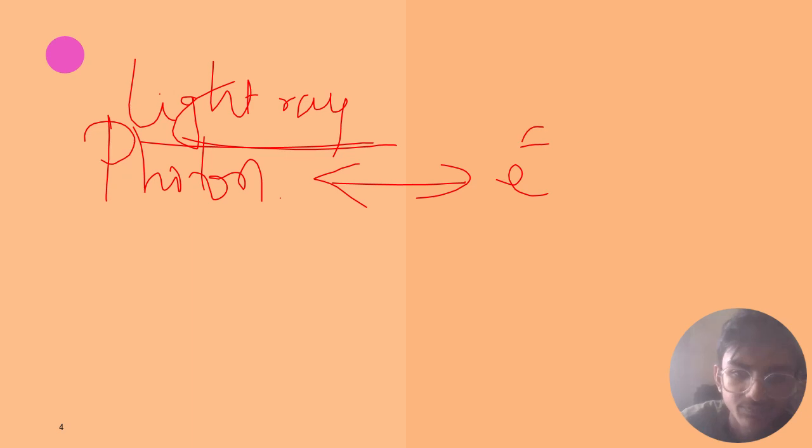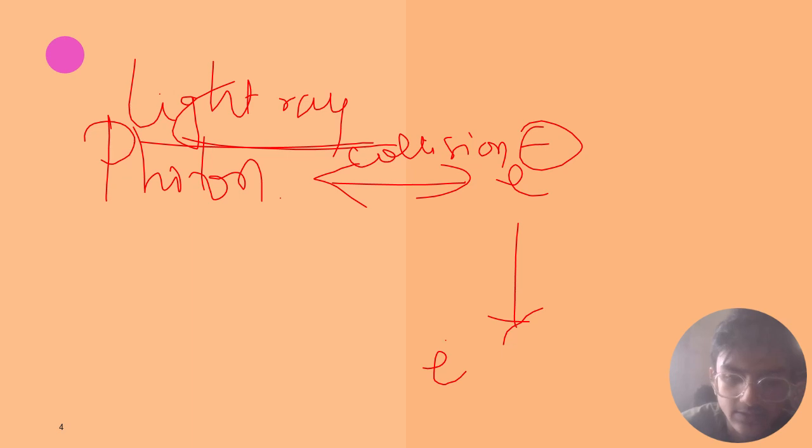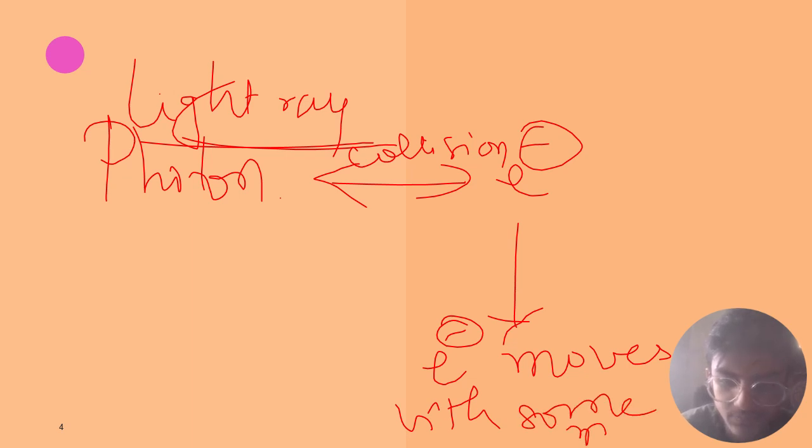What will be the collision? We'll have a photon, or a light ray, that consists of photons. Now this photon and an electron undergo collision, and finally the electron moves out with some momentum and some kinetic energy. We will introduce some of the terms, and then proceed towards the mathematical portion.